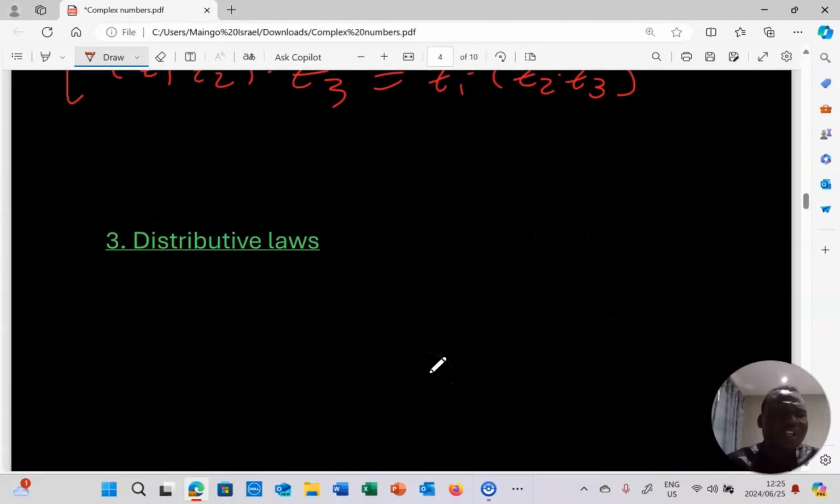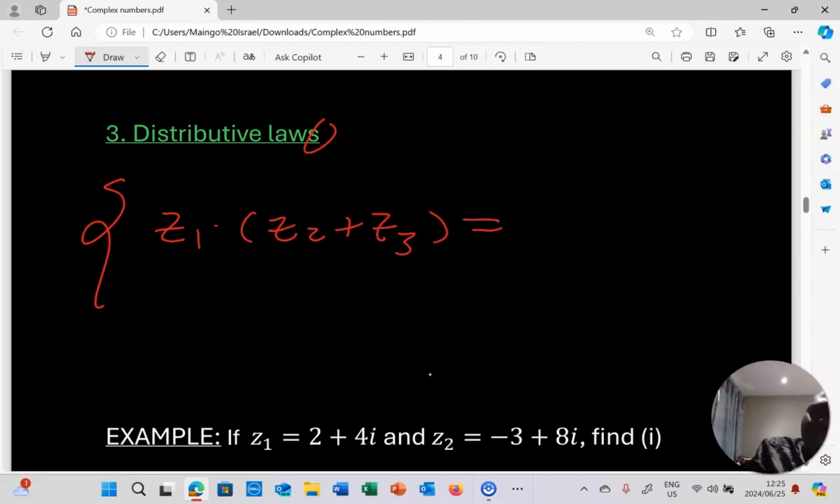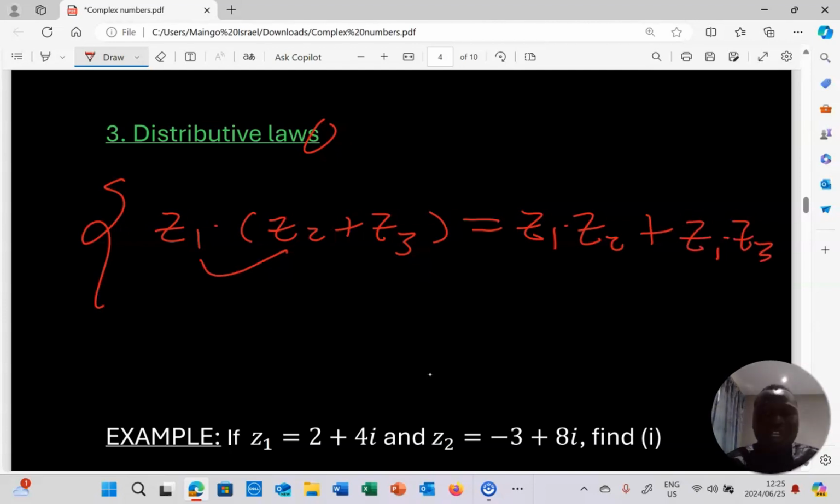So we also have the distributive law, not laws, because it's the only one. So here we have z1 times (z2 plus z3). Then we are allowed to distribute z1 to each complex number inside the brackets. So this will be z1 times z2 plus z1 times z3. So that's how we distribute a complex number.